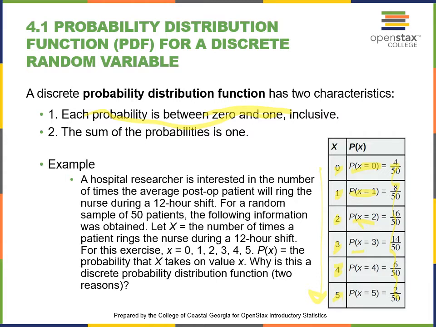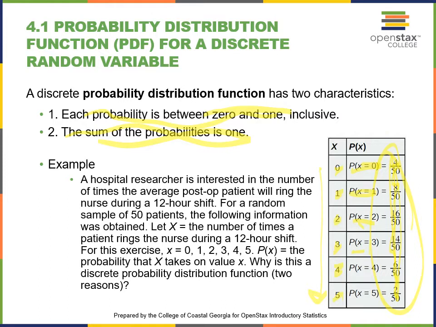Two, the sum of all the probabilities has to equal 1. So if we add up this column right here, those all have to add up to be 1. So we need those two things for a probability distribution. And mainly because they represent all the outcomes, which means one of them is definitely going to happen if they're all the outcomes.